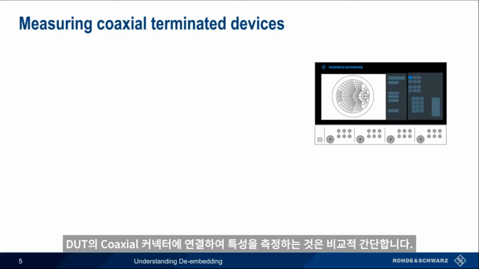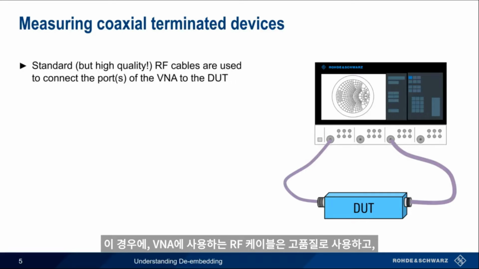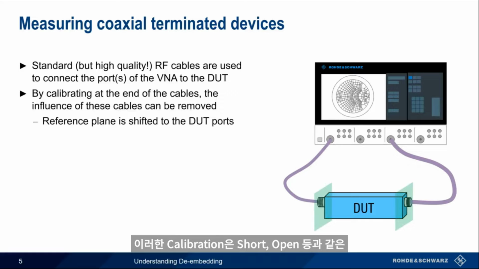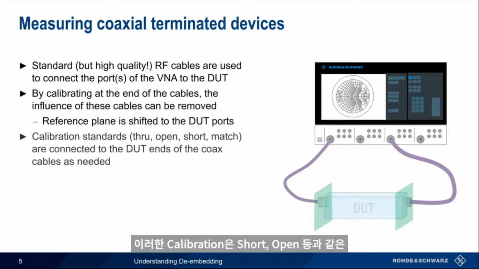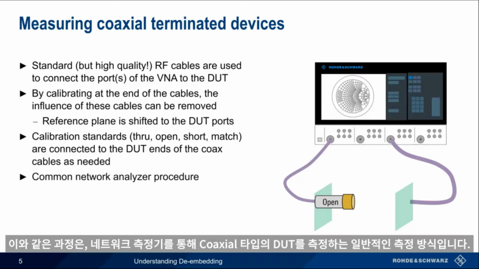Measuring connectorized DUTs, that is, DUTs with coaxial connectors or terminations, is relatively straightforward. We simply use standard, preferably high-quality RF cables to connect to the ports of the VNA. We can remove the influence of these cables by calibrating at the DUT ends of the cables. This moves the reference or calibration plane to the ports on the DUT. This calibration is normally performed by attaching various calibration standards, such as a short, an open, etc., to the DUT ends of the coax as necessary. This is a common procedure in network analyzer measurements, and the methodology is fairly standard for all types of coaxial terminated devices.